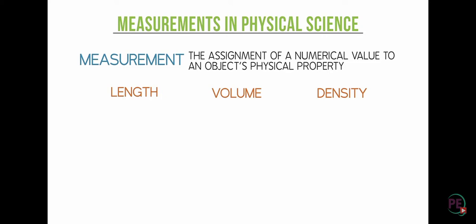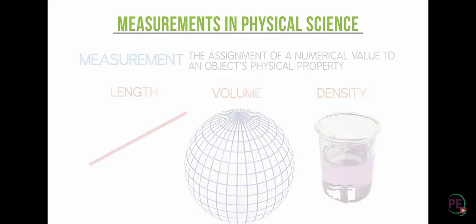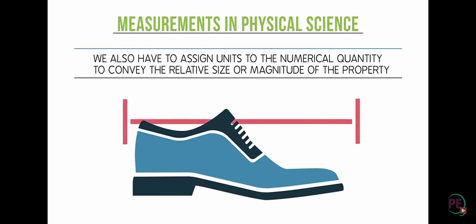For example, you might want to know the length of a line, the volume of a sphere, or the density of a liquid. Whenever we take measurements, we also have to assign units to the numerical quantity in order to convey the relative size or magnitude of the property in question. For instance, if I said the length of my shoe was 10, you wouldn't actually know how long my shoe was because there would be no context for what the 10 represents. In fact, this measure would only make sense if the number 10 had a unit of measure to go along with it.